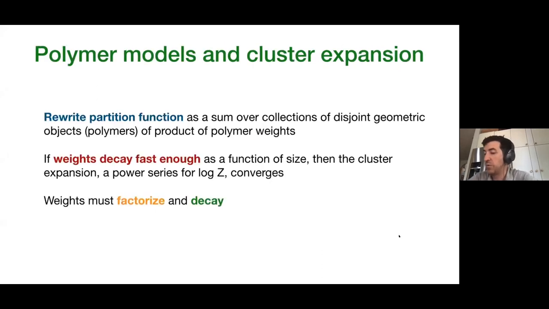Okay, and so the one slide on polymer models and cluster expansion: the idea again is to rewrite a partition function as a sum over a collection of disjoint geometric objects of the product of some polymer weights. Rupe asked, is this related to the hardcore model? This is exactly a hardcore model on these geometric objects with incompatibility being some sort of disjointness condition. And then if the weights decay fast enough as a function of their size, the cluster expansion, this power series, converges and you can obtain lots of detailed information. The important point is the weights must factorize over disjoint objects and decay. So those are the two things you need to check.